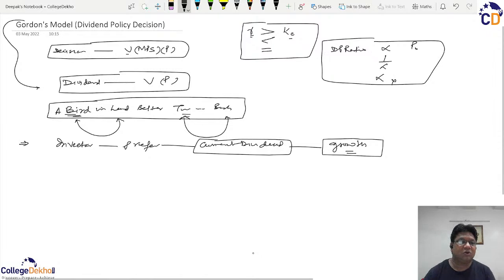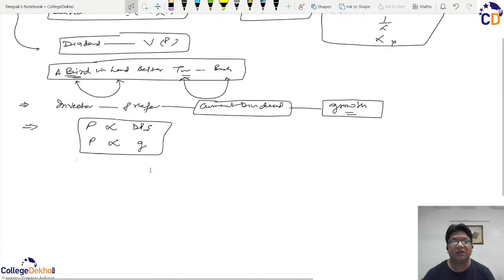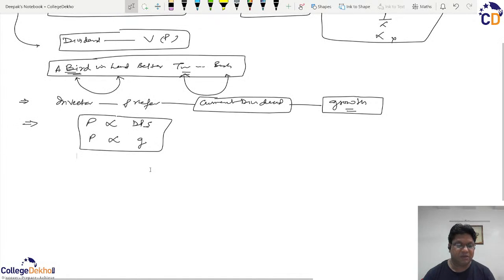So, as per Gordon's model, the price looks to be directly proportional to the dividend per share, and the price looks directly proportional to the growth rate of the dividend. How and what this growth rate is, I am just going to discuss. But this market price, as per Gordon's model, is going to be directly proportional to the dividend per share and the growth in the dividend per share, making a clear impact that when we compare two companies, the one with the higher dividend or higher growth of dividend should have a higher price as compared to the other.